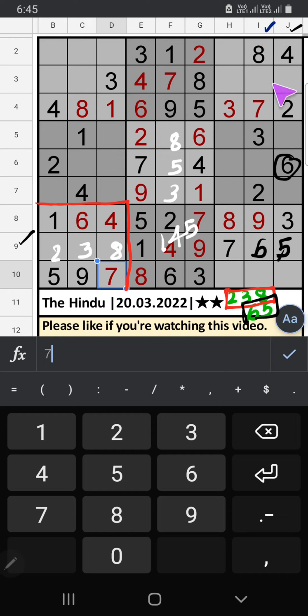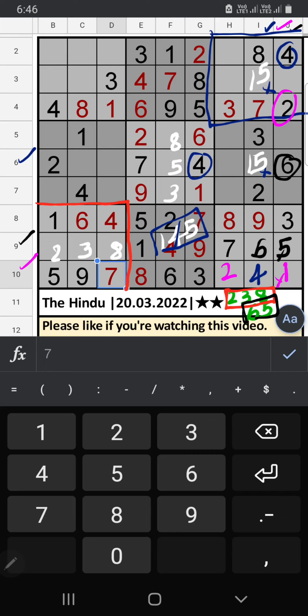Column I, 3 numbers are remaining: 1, 4, 5. Third grade. Sixth row, we have 4, so 4 can't come in these cells, then 4 is confirmed here. Then only 2 numbers are remaining: 1 and 5. It will come in another 2 cells, we will confirm later. 10th row, only 2 numbers are remaining: 1 and 2. Column J, we have 2, so 2 can't come in this cell. 2 is confirmed here, then 1 is here.